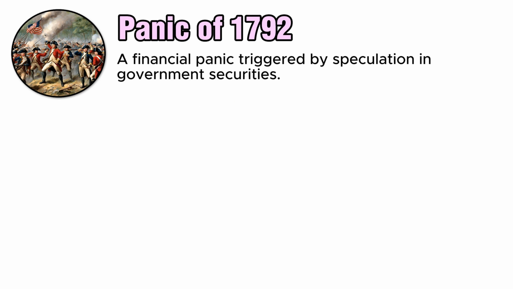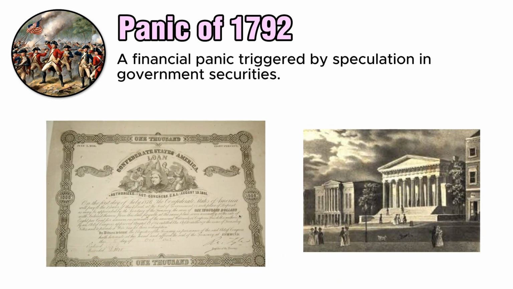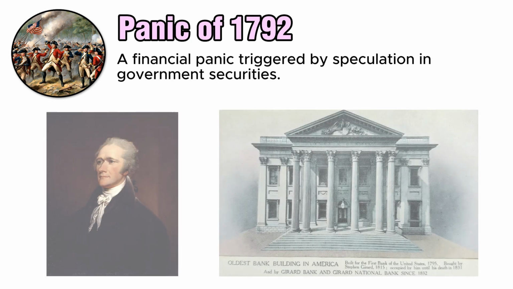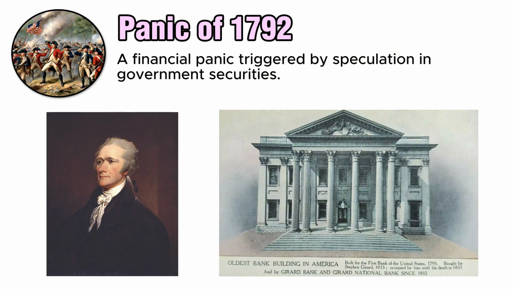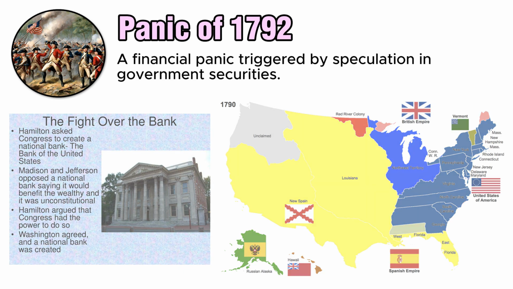The crisis began primarily due to rampant speculation in government securities, particularly bonds issued to finance the war. The newly established Bank of the United States, created in 1791 under the leadership of Alexander Hamilton, played a crucial role by providing credit and facilitating investments, which fostered a speculative bubble. In the spring of 1792, the sudden decline in the prices of government bonds triggered panic among investors. As fears spread, a wave of bank runs ensued.